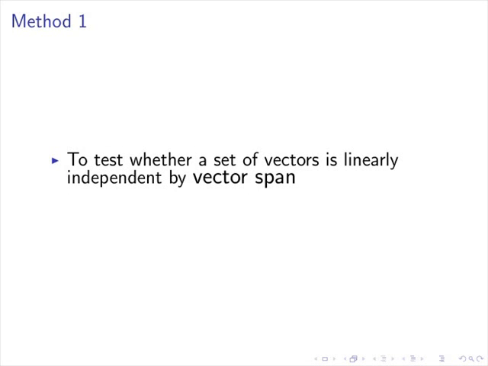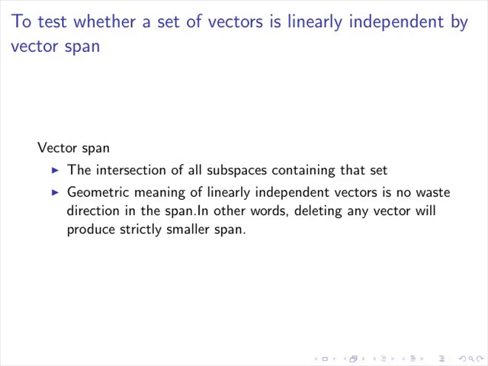Now, before using vector span to test whether a set of vectors is linearly independent, you may ask, what is vector span? Vector span is the intersection of all subspaces containing the set, and you can simply think of it as how many dimensions the set reaches. The geometric meaning of linearly independent vectors is no wasted direction in the span. Every vector gives a new dimension. So, deleting any vector may produce a smaller span.